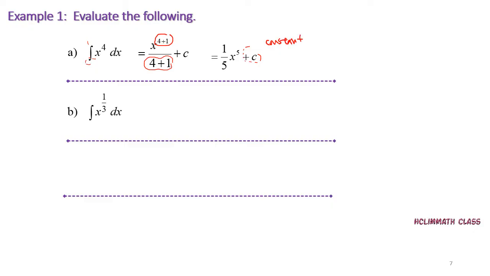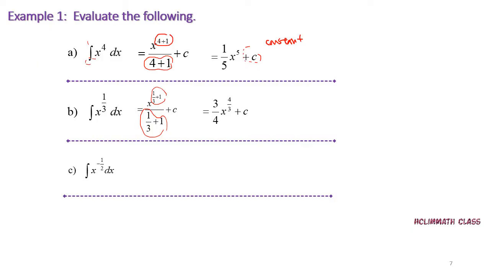Okay, so we proceed with the second one, 1 over 3. We do the same procedure, the same process. We add on the power first, and then divide by the power, 1 over 3 plus 1. So we simplify it, and we have the answer.